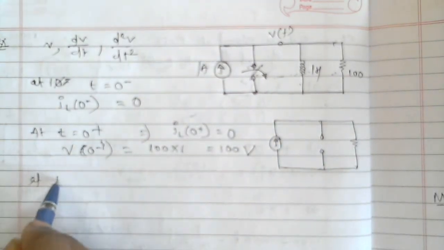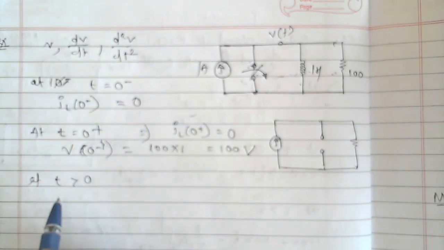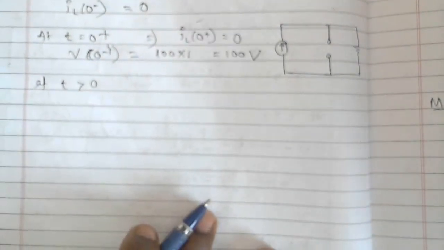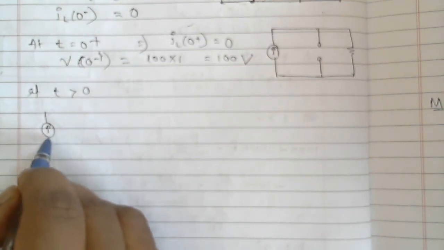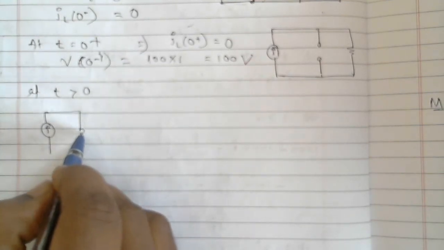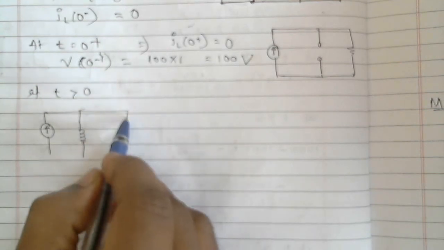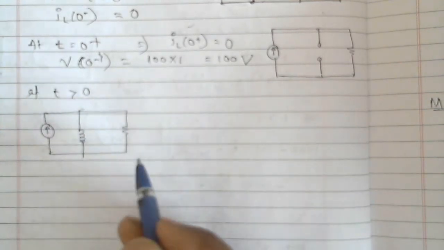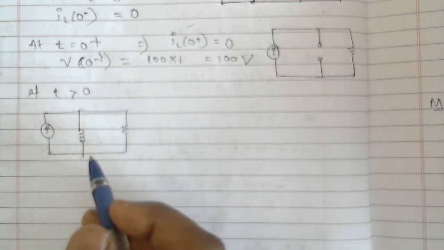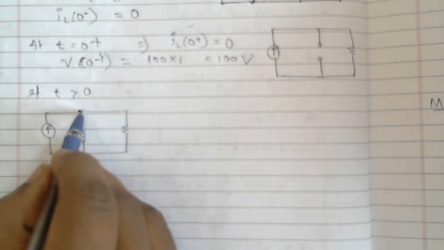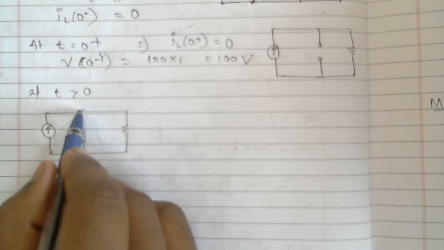Now at t greater than 0, what will happen to your circuit? Now the inductor will act as an inductor itself. So this is the inductor and this is the resistance. This is the circuit. Now we need to write down the KVL, KCL. Now instead of KVL we will apply the KCL equation here. Okay, this is V of t.